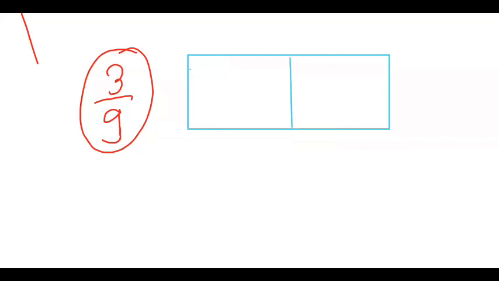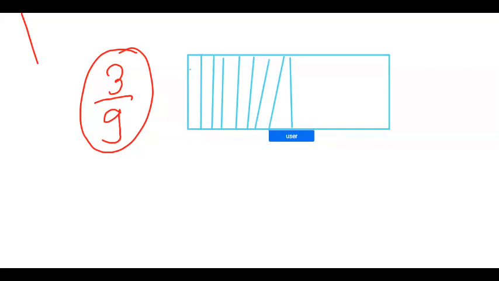How many lines do you have to draw? You have to draw 8 lines, right? To make 9 parts, you have to draw 8 lines. Fine? 1, 2. Draw it wide enough. 1, 2, 3. Yes. 1, 2, 3, 4, 5, 6, 7, 8. Enough. No more lines.